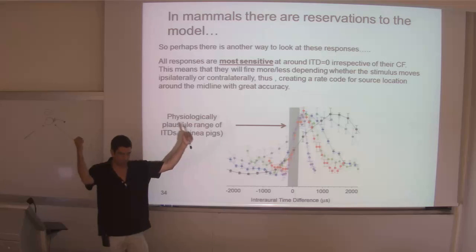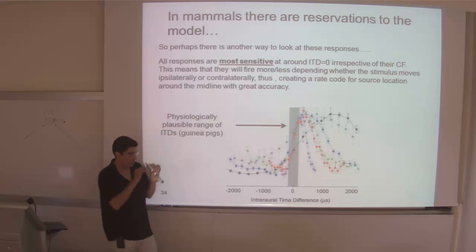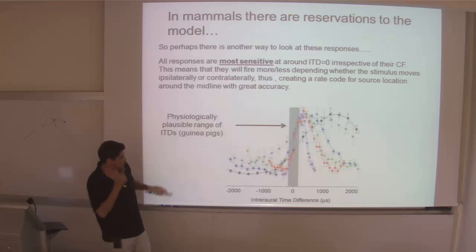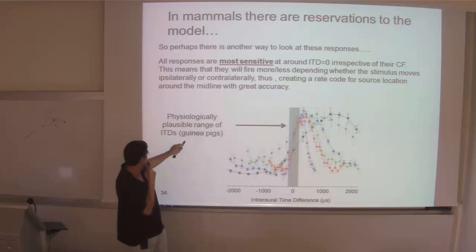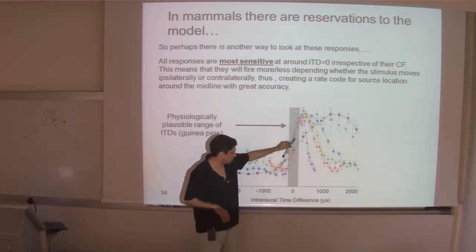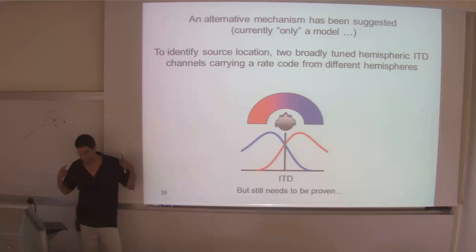And now there are big fights between the people. They'll say it's a place code, and there's a perfect map, and I can just say where the neuron is and detect where it is in space. And the mammalian people, this is the guinea pig, sorry, say that we actually use a rate code of this information. And not only that, we cannot.